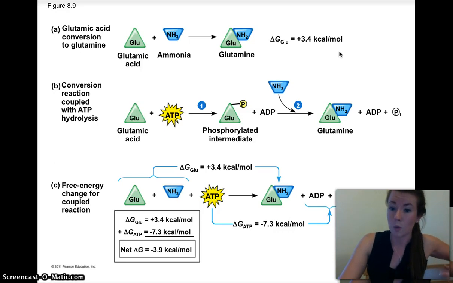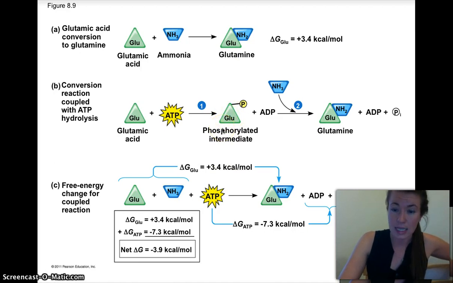Okay, it needs to absorb 3.4 kilocalories per mole. But what happens is if we combine glutamic acid with ATP, ATP gets hydrolyzed, it loses its phosphate. This phosphate comes and binds to the glutamine, or the glutamic acid, and we call this the phosphorylated intermediate. To phosphorylate something is to give it a phosphate group. So this glutamine has been phosphorylated, and now it's really unstable.